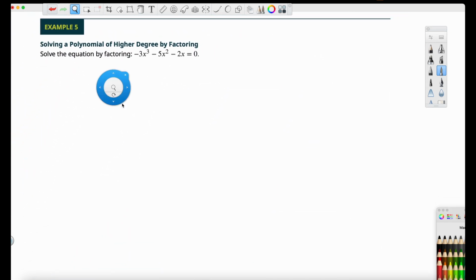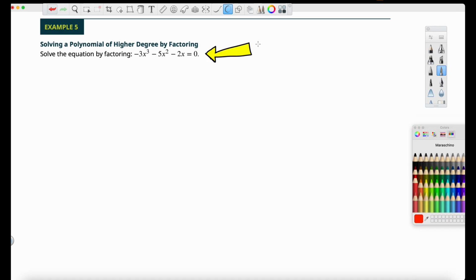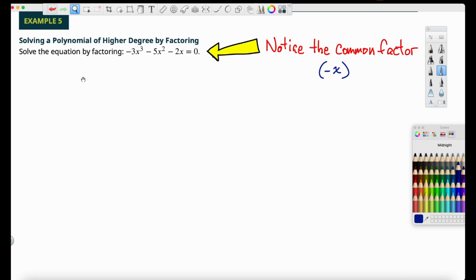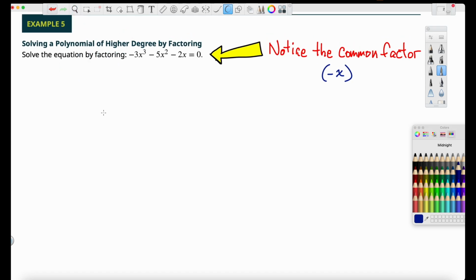Last one. So we have a higher degree here. We have an x cubed. So one of the things we try to recognize in all of our terms in the polynomial is, is there a common factor? And I hope you see that x is in each one of those terms. So let's take out, and they're all negative, so let's take out a negative x. It's easier to deal with positive terms, and that leaves us with 3x squared plus 5x plus 2.